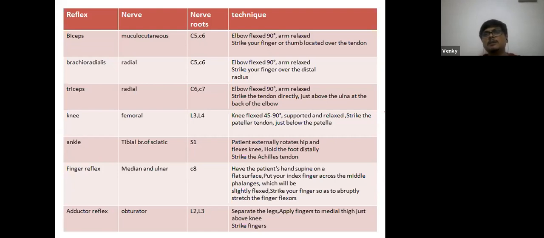This is a crossed adductor response. Crossed adductor response means the opposite side also gets adducted. This means that there is a diffuse spreading of the reflexes. I already explained the inverted reflex to you.